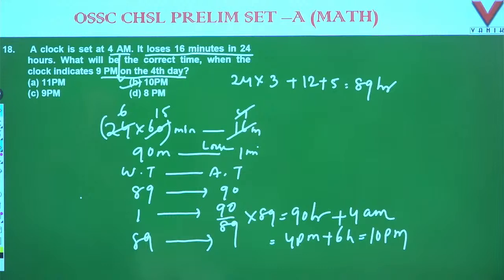That means the wrong time shows 9 pm on the 4th day, so the correct time will be ahead of it, that is 10 pm, since it is a losing clock.